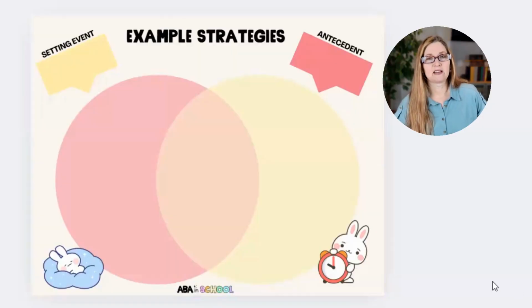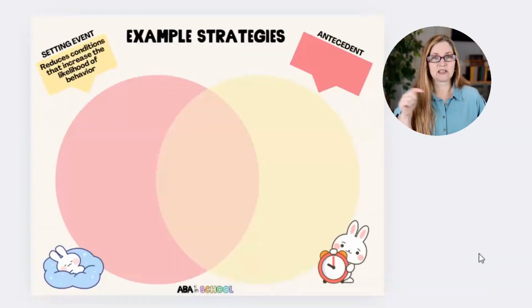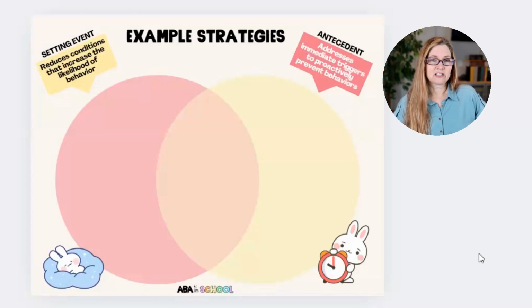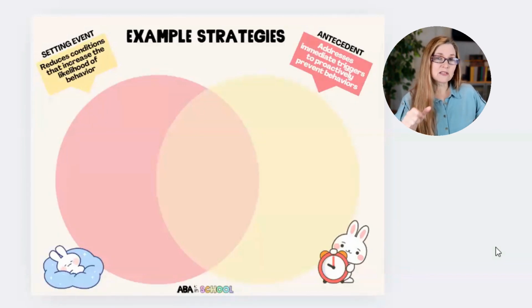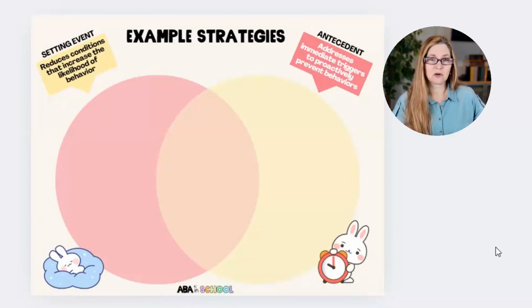both of them. When we're talking about setting event strategies, we're talking about those things that reduce the conditions that increase the likelihood of a behavior happening, which is basically stuff that you can do way ahead of time that sets the stage to prevent the behavior from ever occurring. And then the antecedent strategies is more the stuff that you can do in the moment, when you start to see a student start to escalate, or you know that something is a trigger. These are things that you can do right before, immediately, that prevents that trigger from happening in the first place. Is that how you've understood the difference between the two as well?